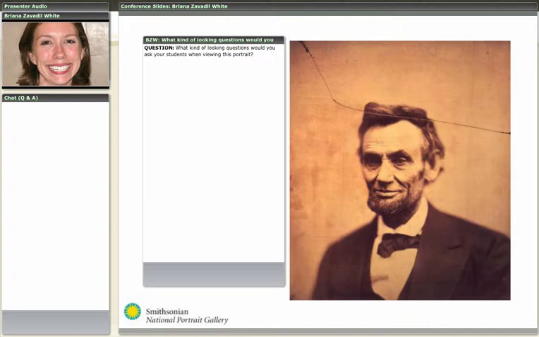If you put this portrait up in your classroom for your students, what kind of looking questions would you ask when viewing this piece? I would love to hear your thoughts. All right, let's try it. So on the box just to the left of the Cracked Plate Lincoln, there's a space where you can type in, and you can type in that box just to the left of his picture.